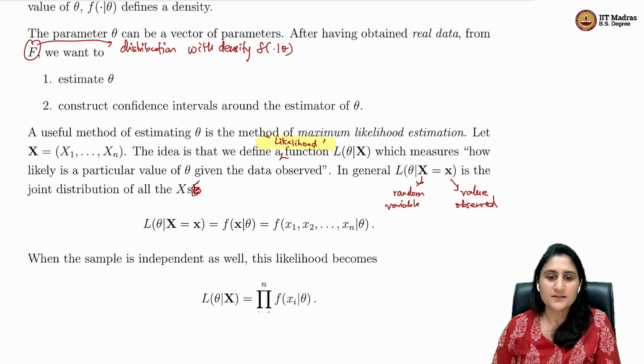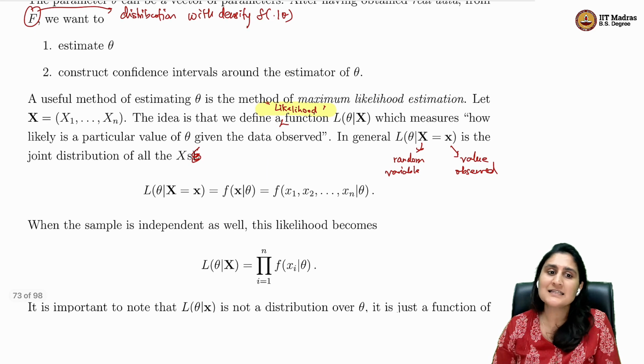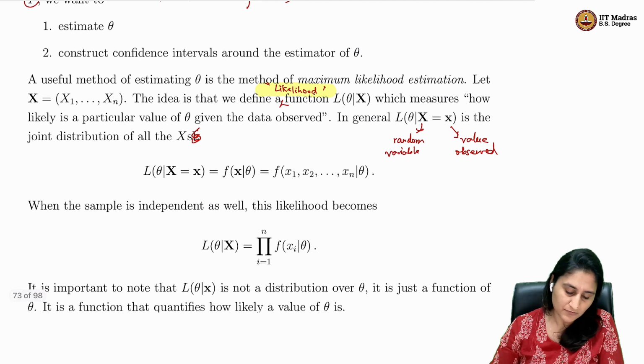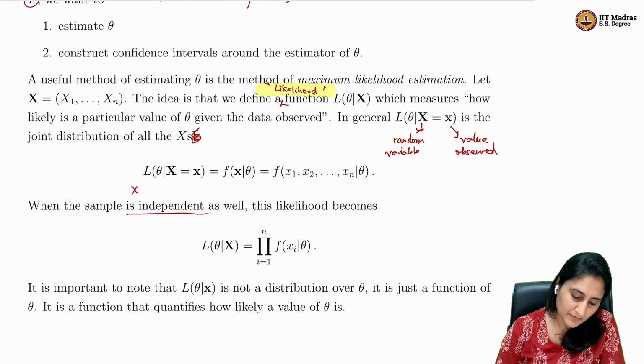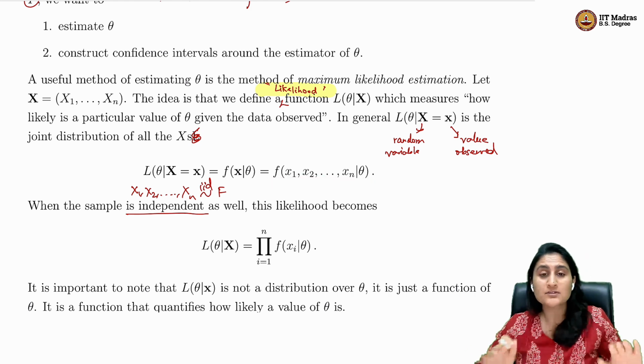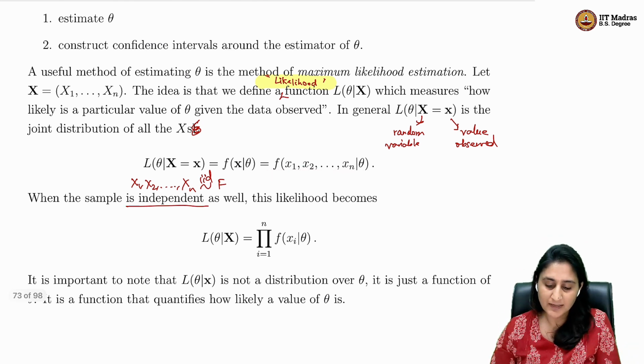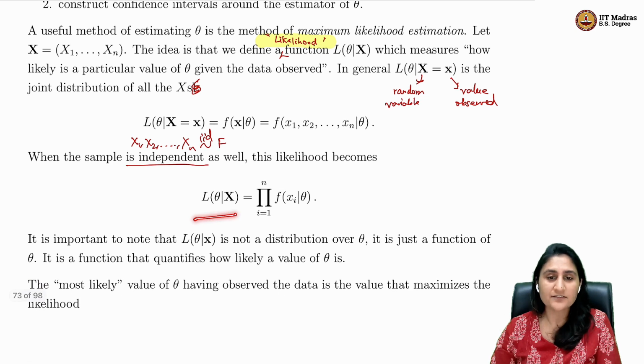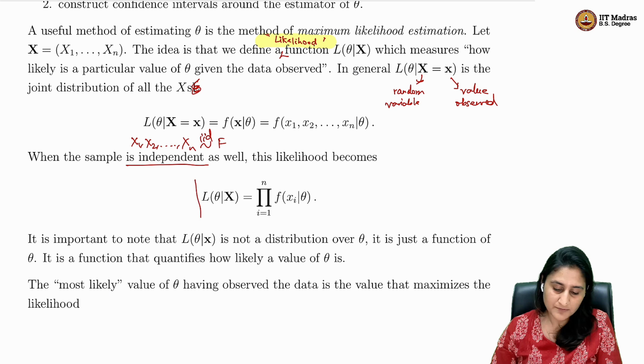But now we can go a little bit further when the sample is indeed independent. What do I mean by independent here? I mean that when x1, x2, up until xn are IID from F, so they're independent and also identically distributed, then this can decompose into individual densities. So the likelihood L of theta given x becomes the product over i going from 1 to n of f of xi given theta. And this becomes our likelihood function.